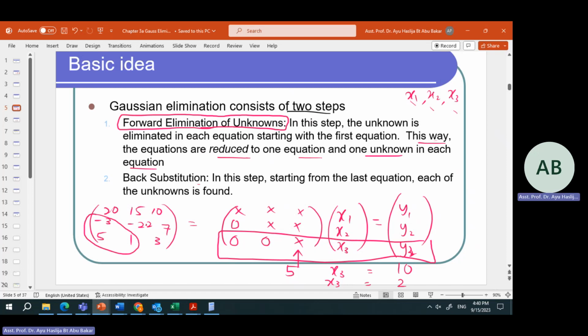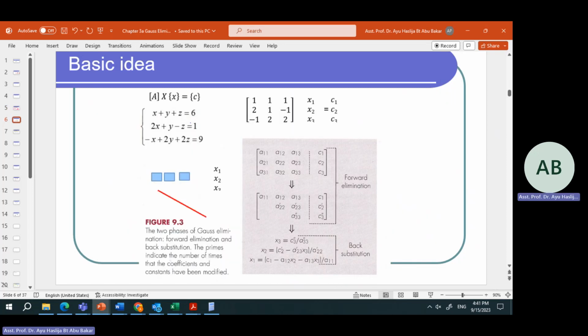Back substitution is once you have the value for x1, x2, and x3, you will substitute back to the original equation so that you know your values of the x's are the correct values. Later we'll do exercise, then you can understand. I'll explain the concept first.